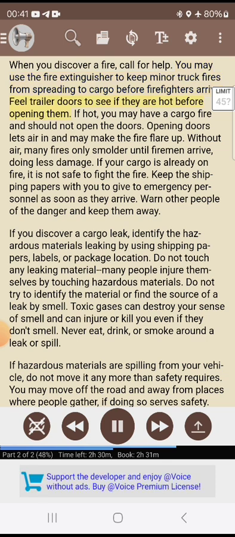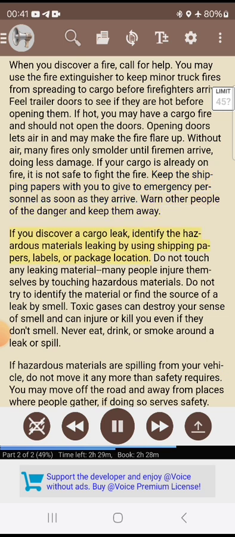Feel trailer doors to see if they are hot before opening them. If hot, you may have a cargo fire and should not open the doors. Opening doors lets air in and may make the fire flare up. Without air, many fires only smolder until firemen arrive, doing less damage. If your cargo is already on fire, it is not safe to fight the fire. Keep the shipping papers with you to give to emergency personnel as soon as they arrive. Warn other people of the danger and keep them away.